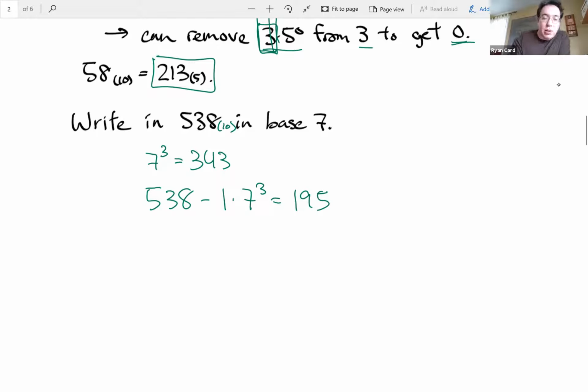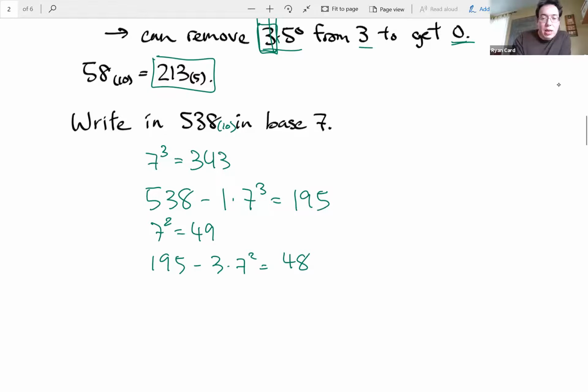Okay. Now I look at a smaller power of 7. So 7 squared is 49. So I can't take out quite 4 copies of 7 squared. I can only take out 3 copies of 7 squared. So 195 minus 3 times 7 squared is 48.